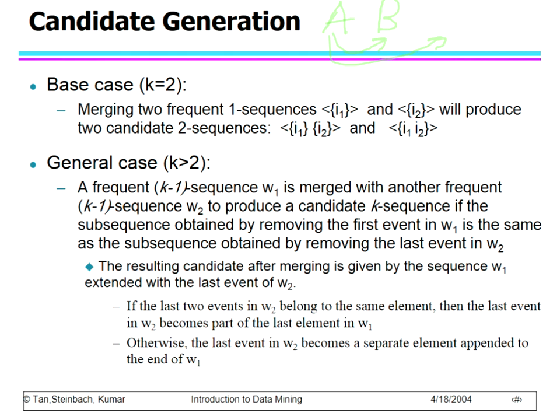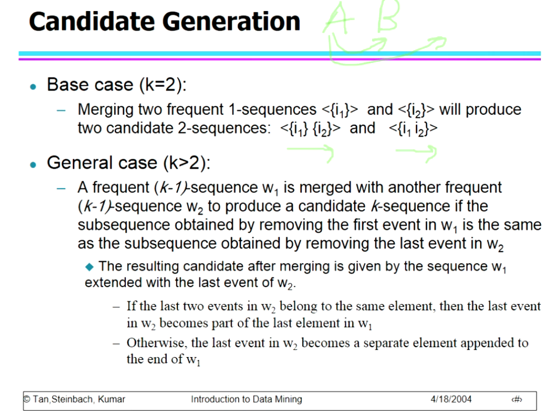So merging the sequences, if we have k equal to 2, merging two frequent one sequences, I1 and I2, will produce two candidate two sequences: I1, I2 and I2, I1. In the first one, I1 is an event and I2 is another event, and in the second one, I1 and I2 together represent an event.